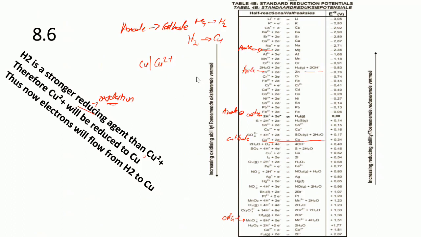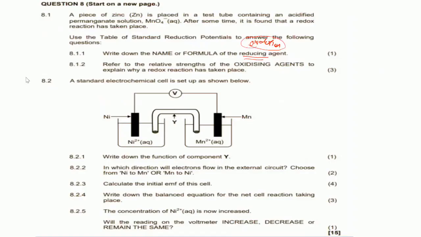And then using our NOx, we know that in the anode, that's where we have oxidation. So between zinc and permanganate, we can now clearly state that the one that is undergoing oxidation, the reducing agent, is of course zinc, right? Because it is being oxidized to zinc 2+.